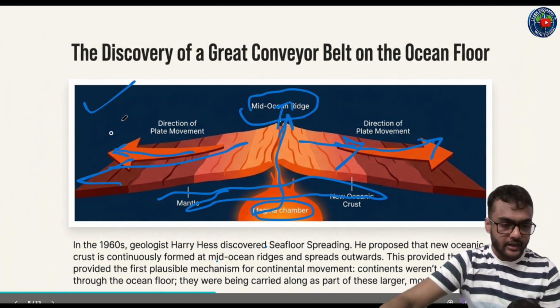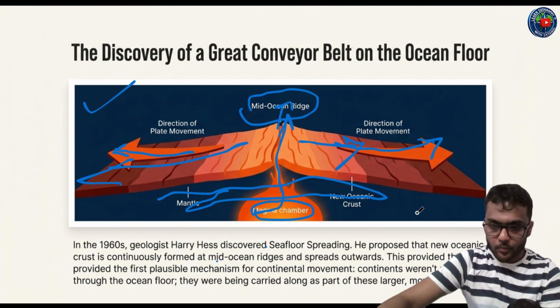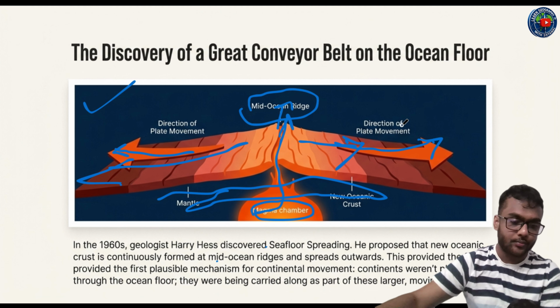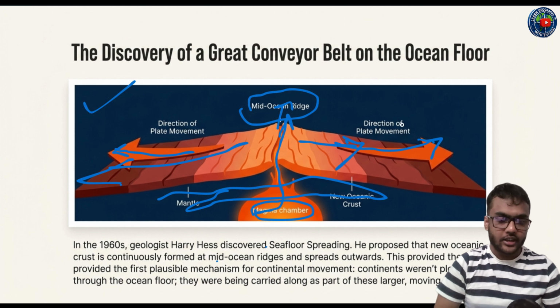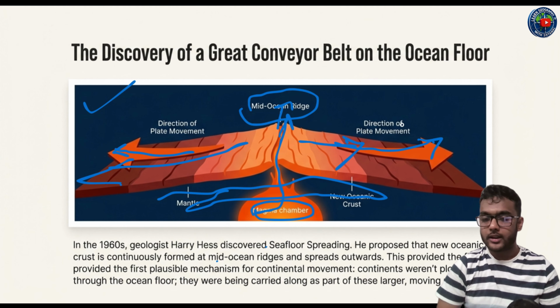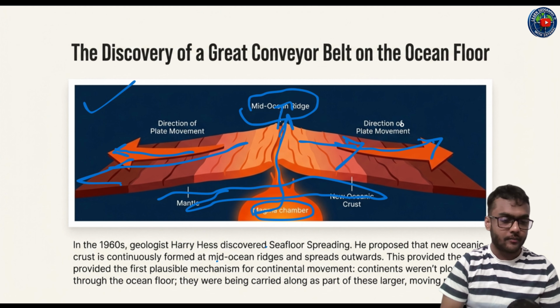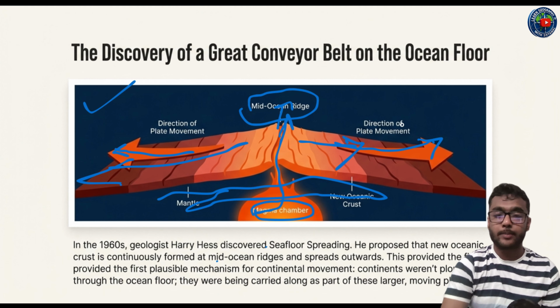In the 1960s, geologist Harry Hess discovered seafloor spreading. He proposed that new oceanic crust is continuously formed at mid-oceanic ridges and spreads outwards. This provided the first plausible mechanism for continental movement. Continents were not plowing through the ocean floor. They were being carried along as part of these larger moving plates.